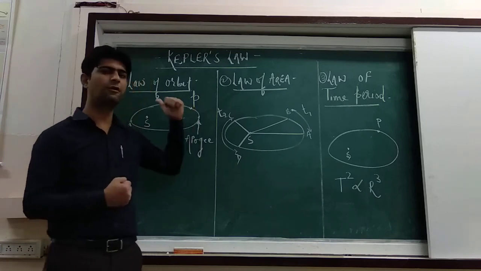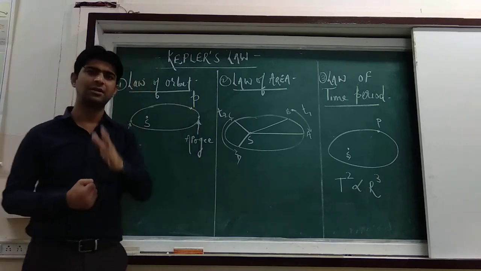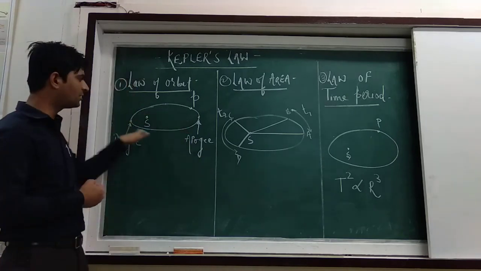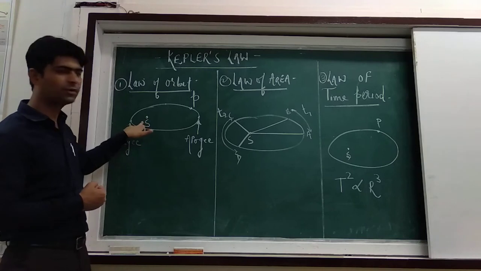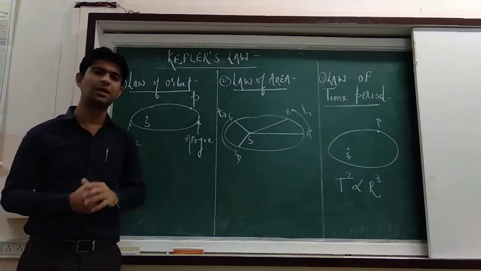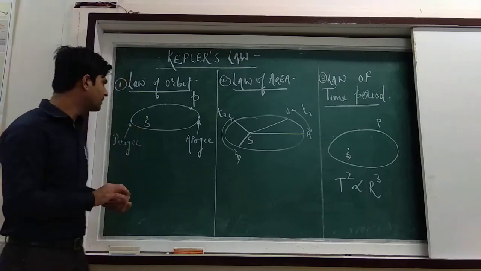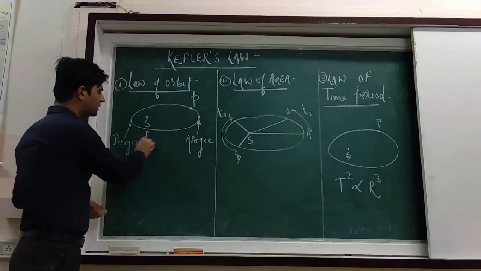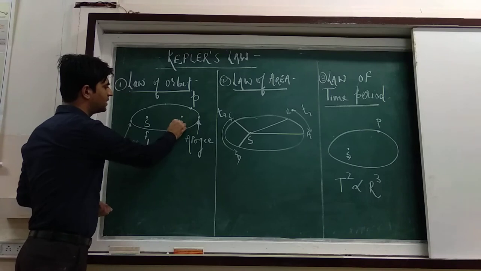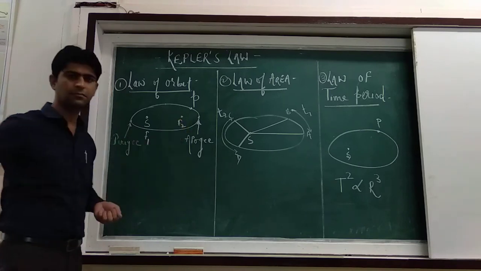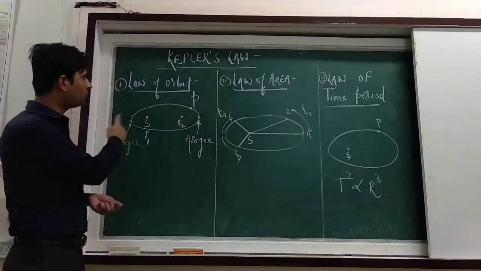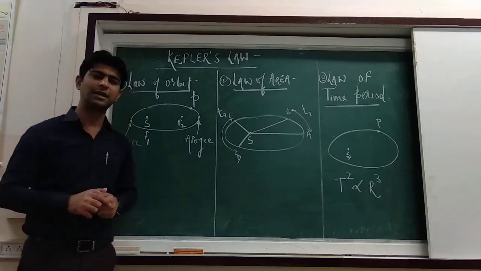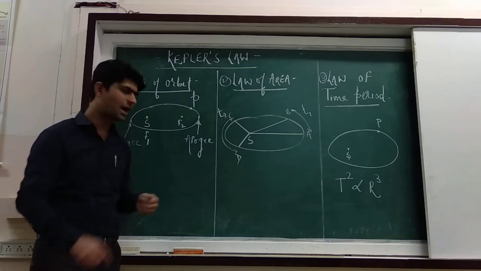So the first law of orbit states that the planet revolves around the sun in an elliptical orbit with the sun at one of its foci. There are two foci possible in the ellipse. So here I have considered the sun to be at one of the foci. You can consider it here also if you want. Okay, so the law of orbit states that the planets revolve around the sun in an elliptical orbit with the sun at one of its foci.